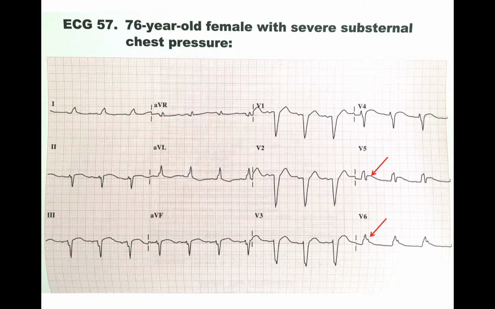Hi, it's John again, and we're going to go ahead and talk about another patient, a 76-year-old female with severe substernal chest pressure. With every EKG, the first thing you want to do is look for the rate. We're going to look at lead 1. We can see here 300, 150, 100, and then 75. And it looks like the rate is between 100 and 75.